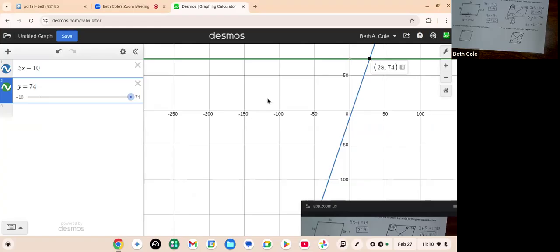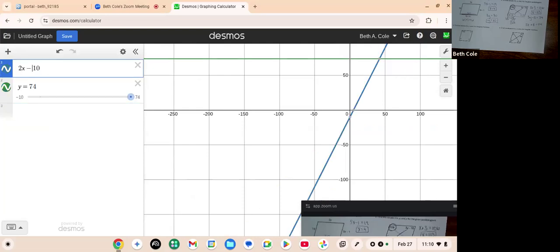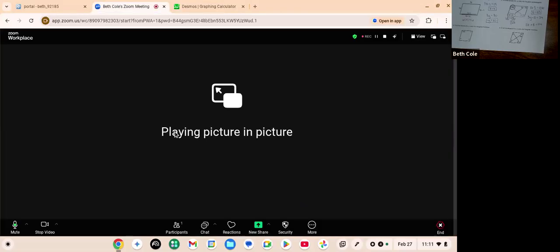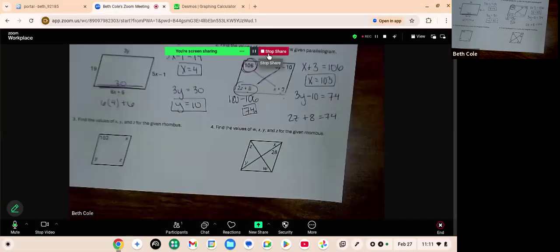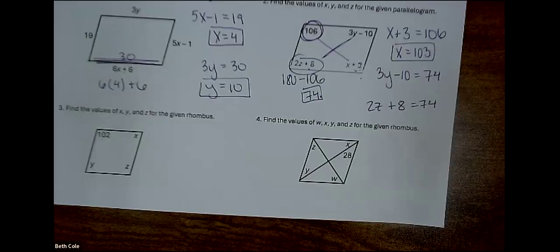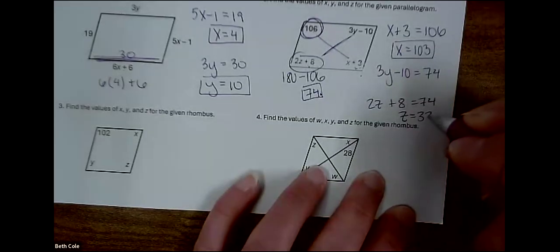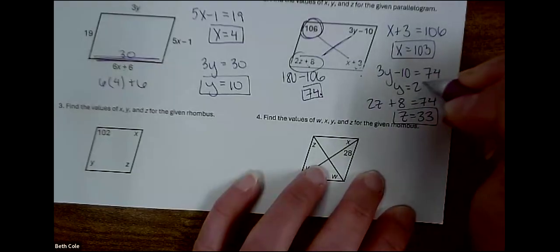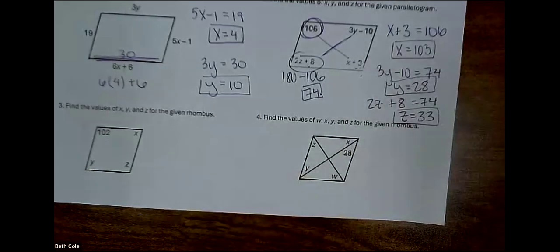And then here I'll do the one for z. It says 2z plus 8, but I'm going to type 2x plus 8. And then still 74, and then that one gives us 33. So z is 33. I already forgot what y was. What did I get when I did y? Is it 28? Did anyone write it down or listen? Yeah. What was y? Was it 28? Is that okay? There we go. Because I did both of them.